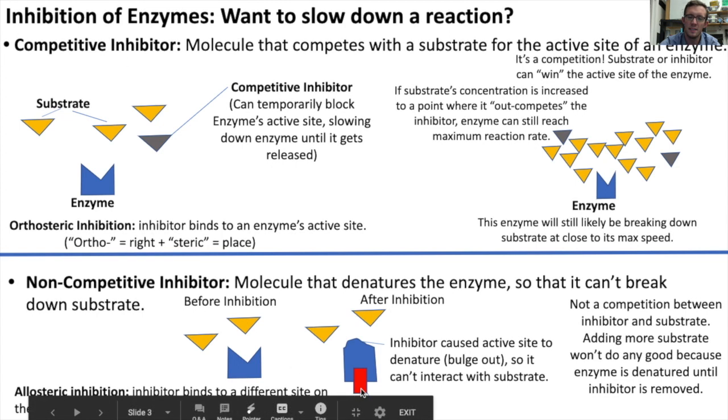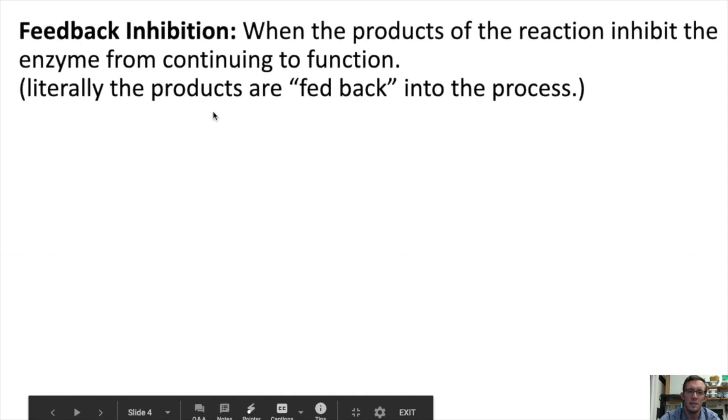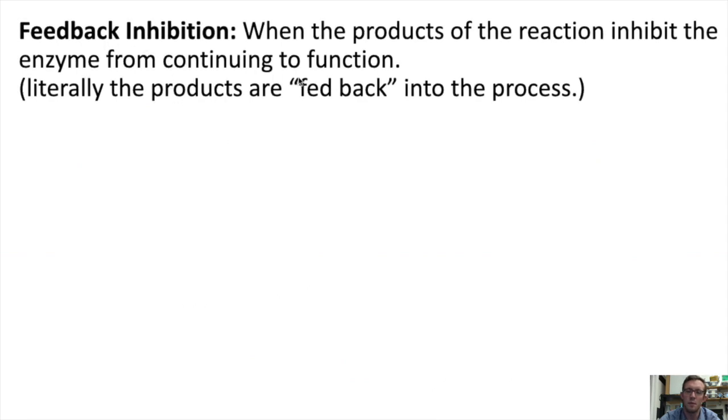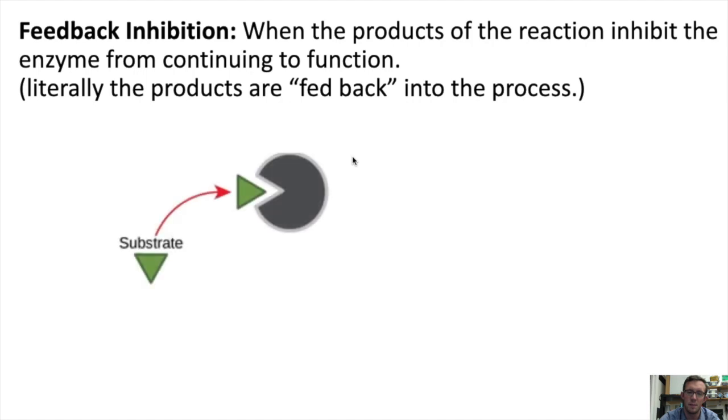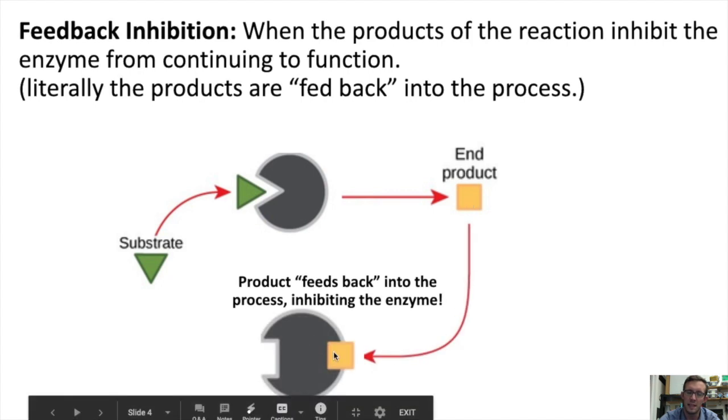Now, one of the places that these inhibitors can come from, either competitive or non-competitive, is through something called an inhibition feedback loop, which occurs when the products of a reaction become inhibitors of the enzyme and stop it from continuing to function. And so we'll show an example of that here. Here we've got an enzyme and a substrate, and the enzyme converts the substrate into an end product, represented here. In the case of feedback inhibition, this end product then gets fed back to the enzyme that made it, and in this case serves as an inhibitor.